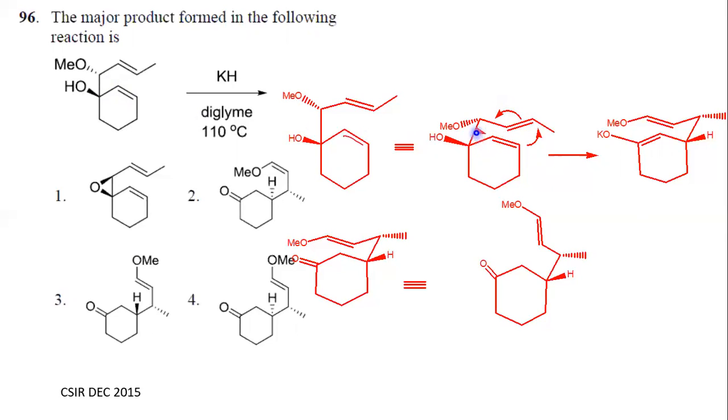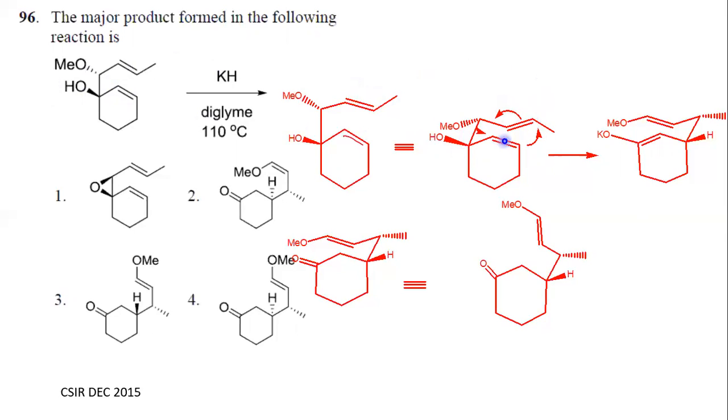Then this sigma bond electrons are coming here, making it a double bond. While doing so, as I already told you, the double bond geometry is maintained here. This is a trans double bond. While writing the trans double bond, we made the methyl group equatorially below.